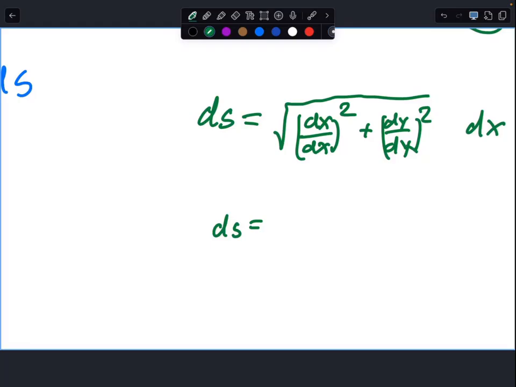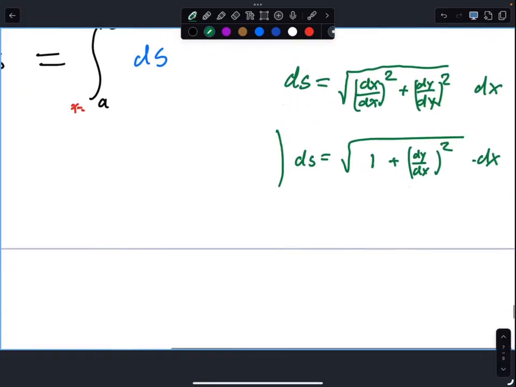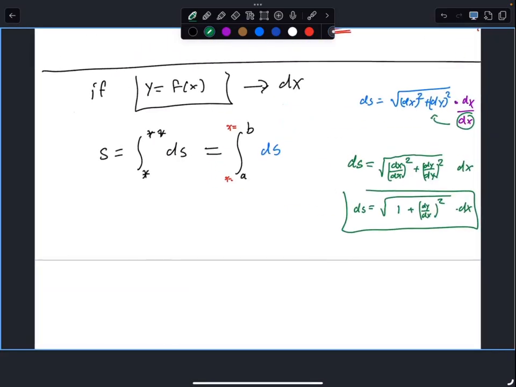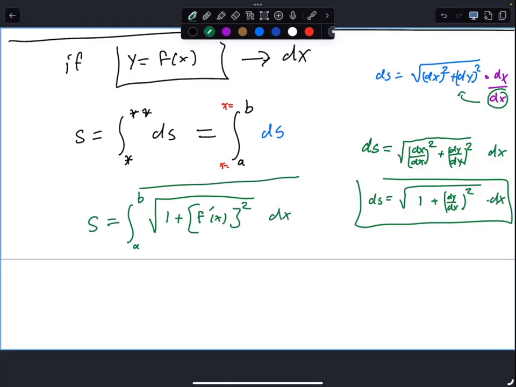So now this becomes the square root of 1 squared plus dy dx squared, times dx. And now s is therefore equal to the integral from a to b of the square root of 1 plus f prime of x, which is dy dx, squared, dx.